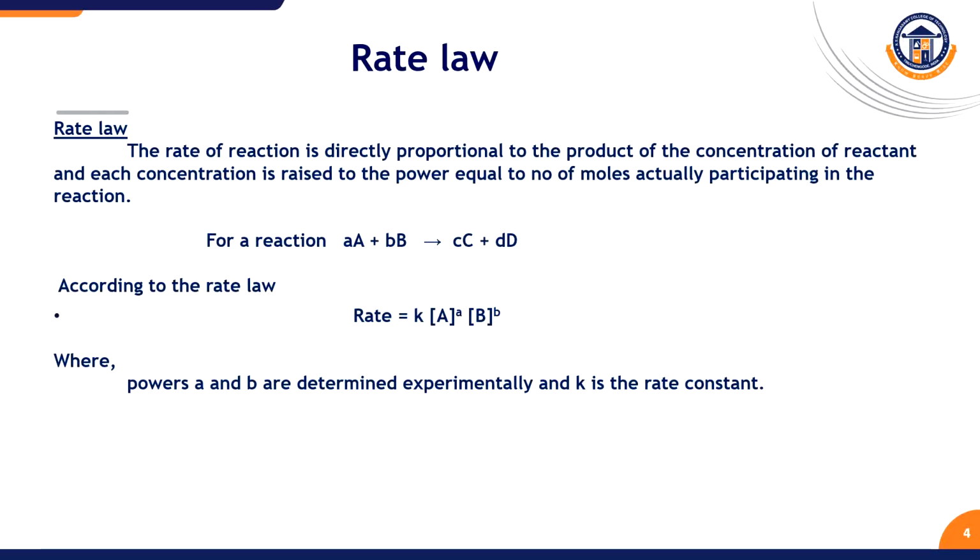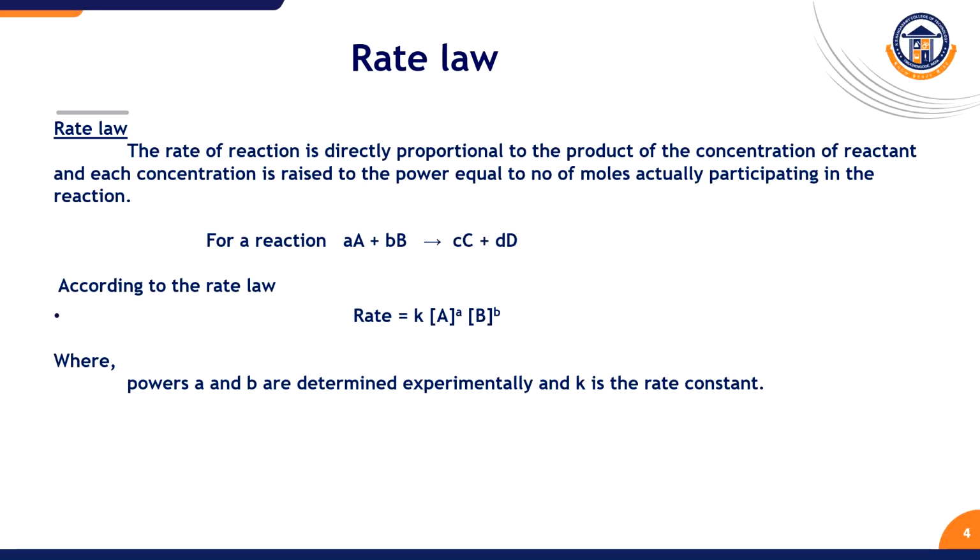So the rate law says the rate is directly proportional to the product of the concentrations of the reactants, and each concentration term is raised to a power equal to the number of moles actually participating in the reaction. For example, a reaction involving A and B as reactants, of a moles and b moles, which gives the products C and D, of c moles and d moles.